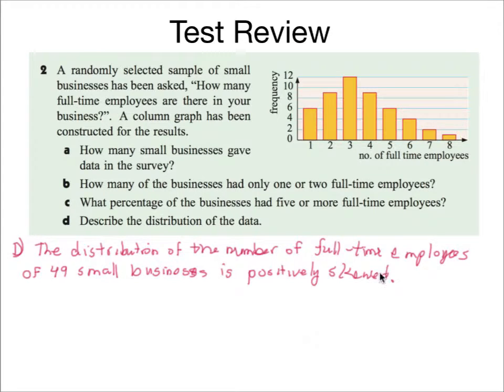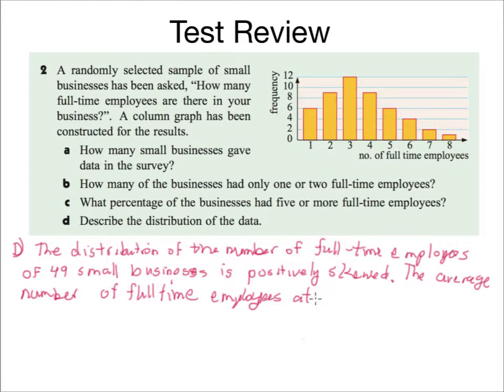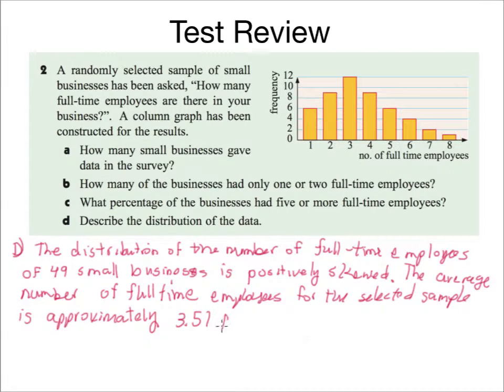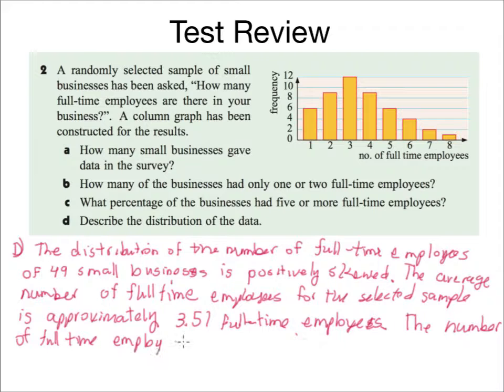I'm going to use the mean in this case. So let's see. The average number of full-time employees at the selected small businesses is approximately 3.51 full-time employees. The third sentence you should write describes the spread of the distribution. So I'll use the range in this case. The number of full-time employees at small businesses in our survey has a range of 7.